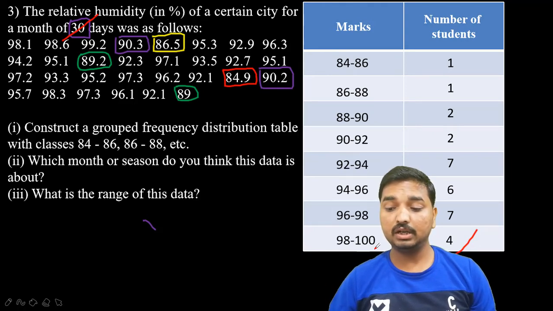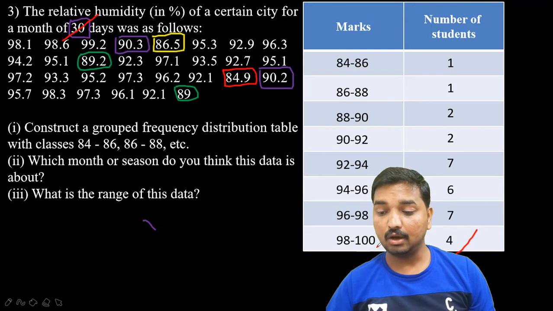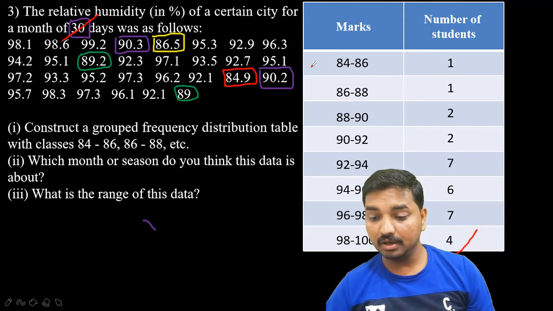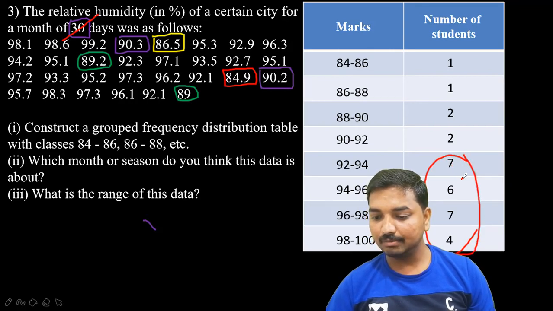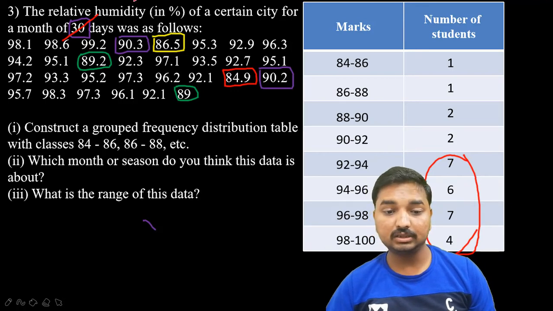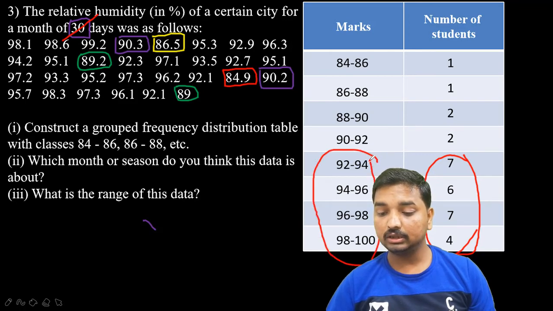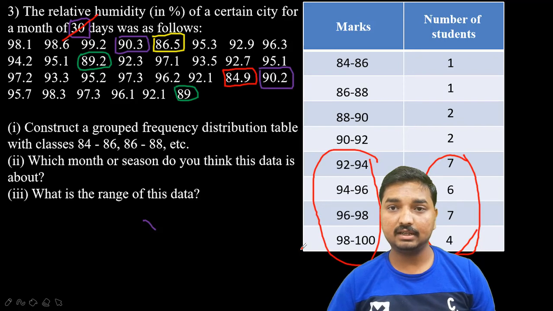And now the next thing is, which month or season do you think this data is about? So now if you look at the table, look at the humidity of the maximum number of days. If you count from here to here, 7 plus 6 is 13, 13 plus 7 means 20, 24. So among the 30 days, in 24 days the humidity is around 92 to 100 actually. So by this we can understand the humidity is more only in winter season actually.